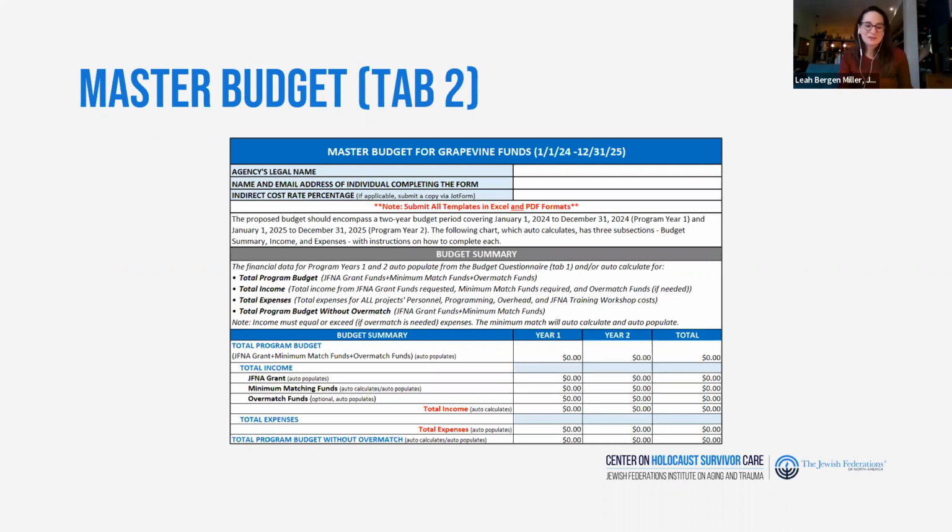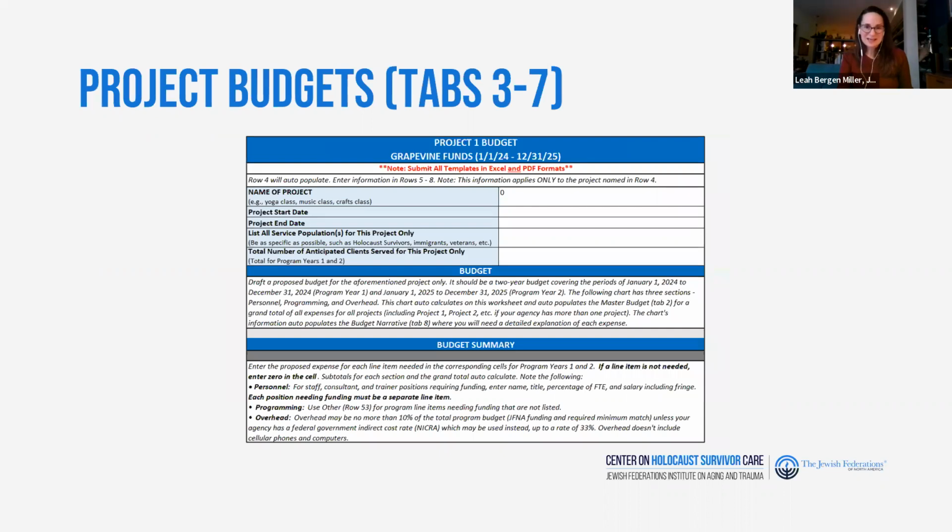Next slide, please. The project budgets. As I said before, if you have 1 project, you'll fill this out once. If you have 5 projects, you'll fill this out 5 times. You don't need to have 5 projects. 5 is just the maximum that is allowed.